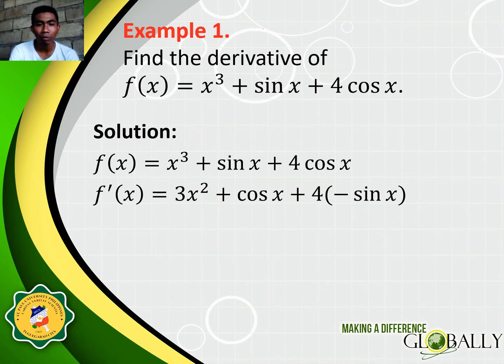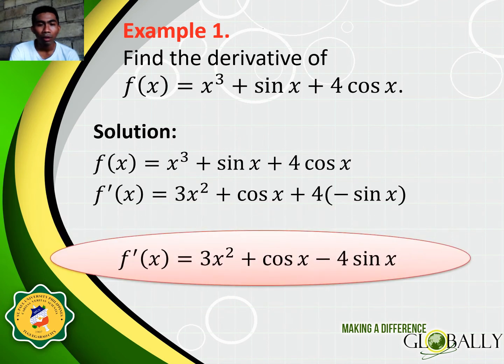Bring down 3 to the left side of x, then less 1 to the exponent to make it 2, plus the derivative of sine x, which is cosine x, plus 4 times the derivative of cosine x, and that is negative sine x. Therefore, the derivative of the given function f of x equals x cubed plus sine x plus 4 cosine x is 3x squared plus cosine x minus 4 sine x.